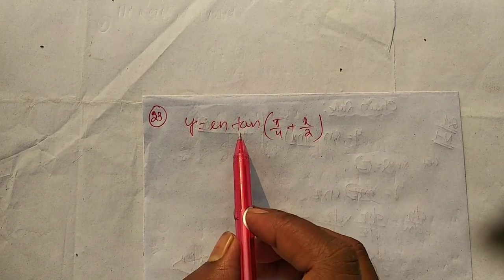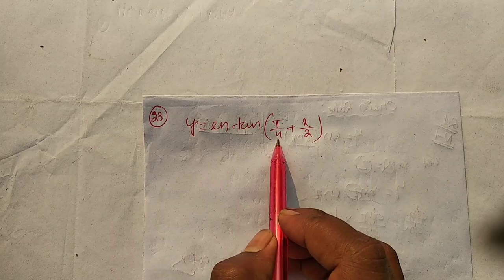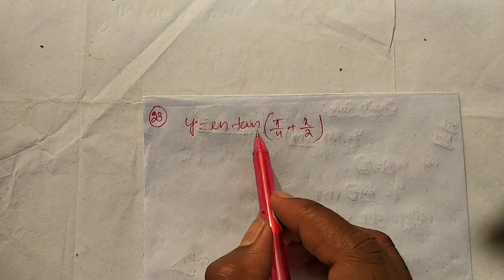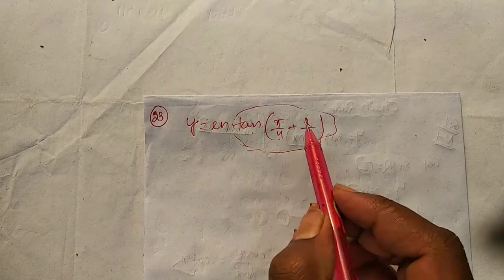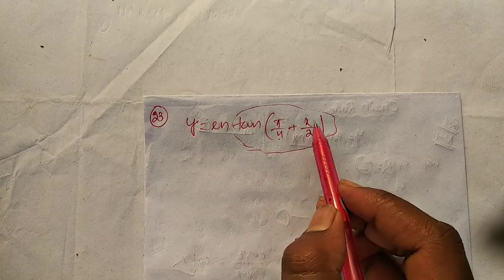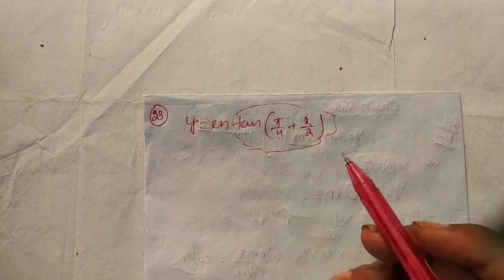Here see question number 23. y is equal to ln tan of 5 pi by 4 plus x by 2. Here this is a direct function of tan of 5 pi by 4 plus x by 2. Again tan of 5 pi by 4 plus x by 2 is a function of 5 pi by 4 plus x by 2, and 5 pi by 4 plus x by 2 is a function of x.